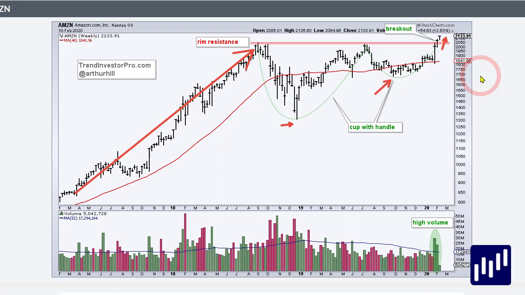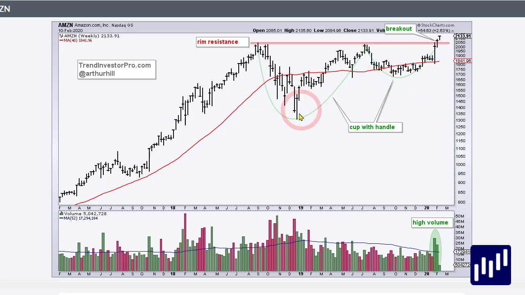And in the case of Amazon here, you can see there is a huge volume expansion. We basically had the highest volume since January of 2019. So the highest volume in a year on the breakout. You can also see that that 200-day was still rising from the summer until the fall, and it was still in a long-term uptrend there. Sure, this was a long consolidation, but it is a consolidation within an uptrend.